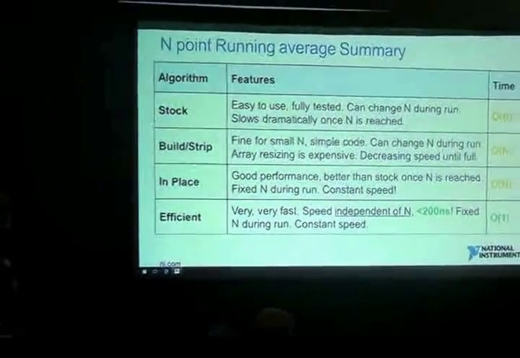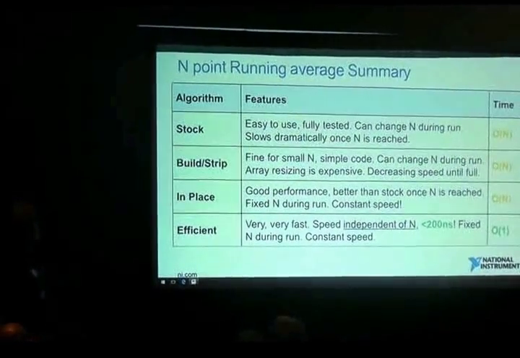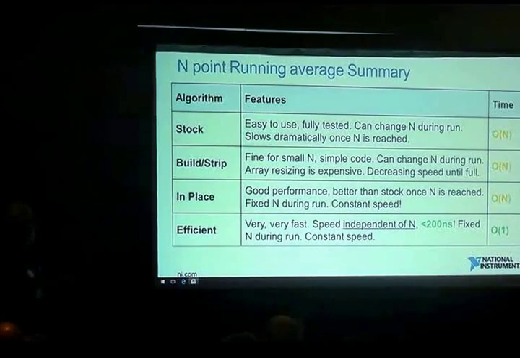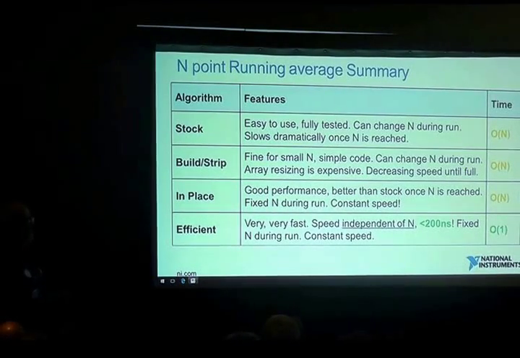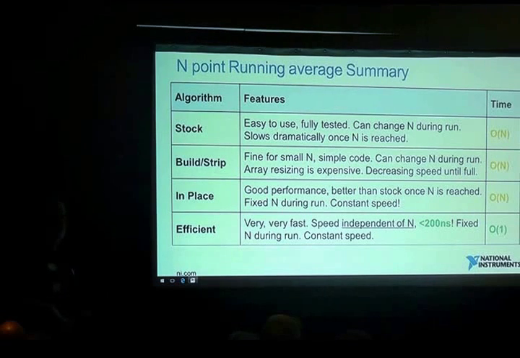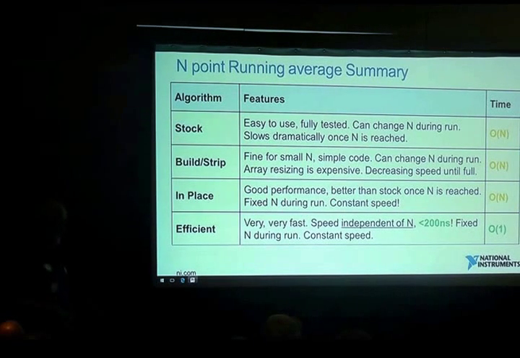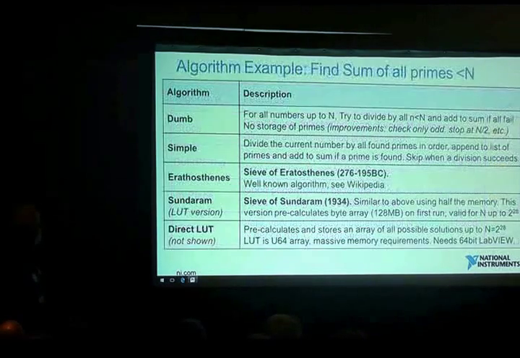So the build strip is also fine for small n. Simple code. The resizing is expensive, and the fuller it gets, the slower it is. So that's sort of unpredictable. You test it quickly, it runs fine. You come back from lunch, and suddenly it's really slow. The in place is good, better than stock once n is reached, and it has a very constant speed. It's always the same speed for a given size, and the speed is constant, even independent of size, and that's O(1) complexity.